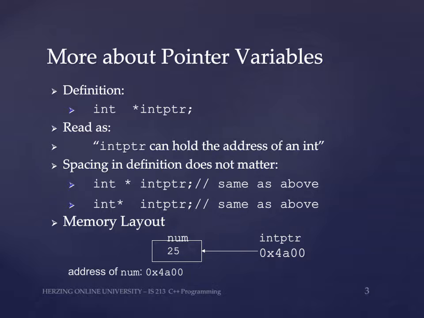So this is how you define a pointer variable, and this would read as: the int ptr can hold the address of an int. The spacing in the definition does not matter. If you put a space between the int and the star, it's the same as if the star was right next to it.